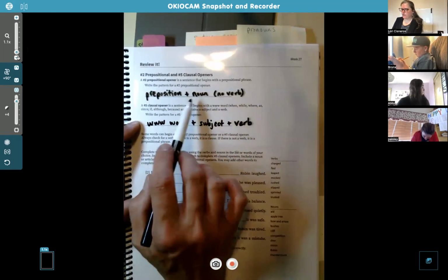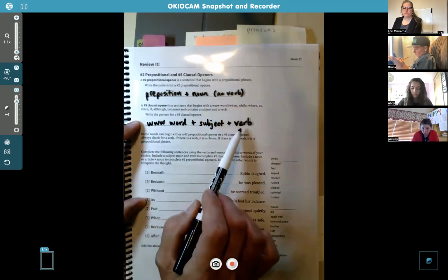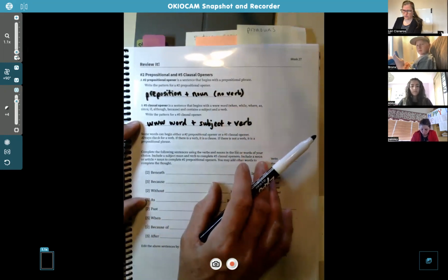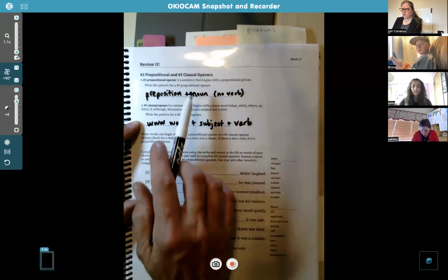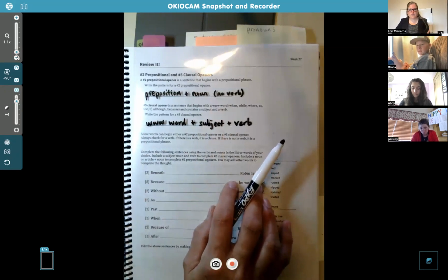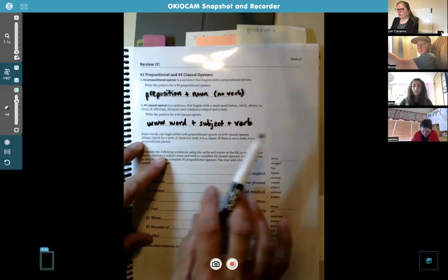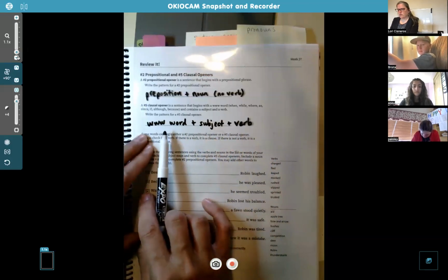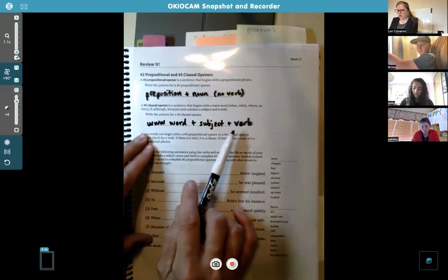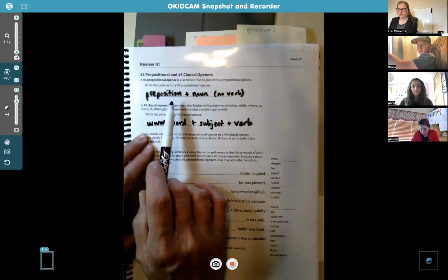Preposition plus noun for the prepositional phrase. www word plus subject plus verb. That's for the clausal openers. Those are the 2 patterns. And remember, the preposition because can also be an adverb, like an adverb clause. It just depends on how you use it. If you include a subject and a verb, it becomes a clausal opener. But if you use it without a verb, that's a prepositional phrase.